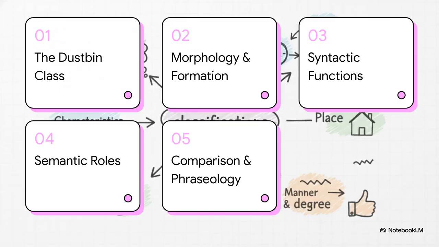Okay, let's dive right into this. Here is our didactic syllabus for today, which will act as our roadmap through the complex rules ahead. Section 1 is all about the dustbin class. Section 2 covers morphology and formation. Section 3 dives into Quirk's syntactic functions. Section 4 explores semantic roles. And finally, Section 5 looks at comparison and phraseology.